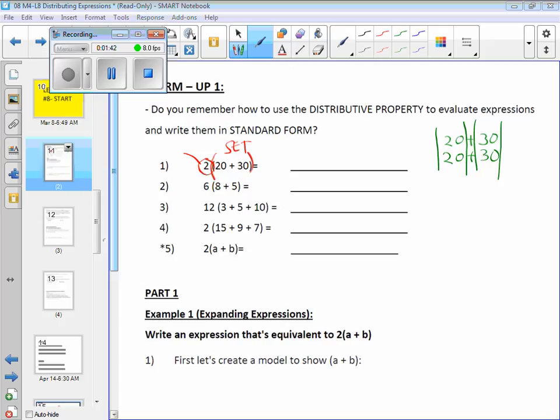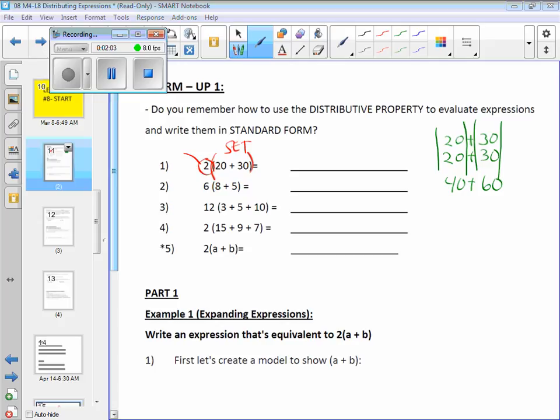All of my 20s make how much? Good. Keep the plus sign as is. All of my 30s make what? What we just did is called using the distributive property to rewrite the new expression. Now, do you see kind of the shortcut?